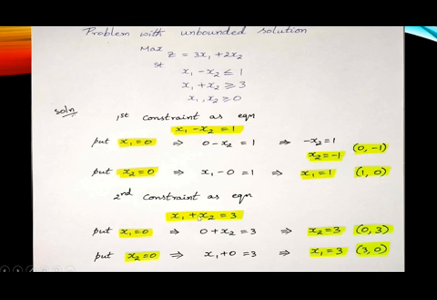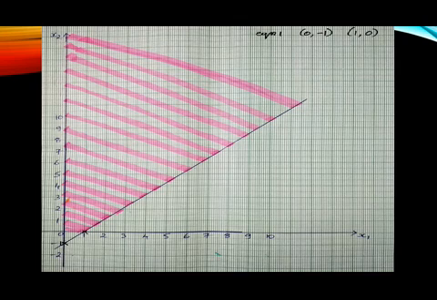Consider the second constraint as the equation x1 plus x2 equals 3. Put x1 equal to 0, I get x2 equal to 3. Put x2 equal to 0, I get x1 equal to 3. So the points are 0 comma 3 and 3 comma 0. Fine. Once we have computed these coordinate values, we'll substitute them.